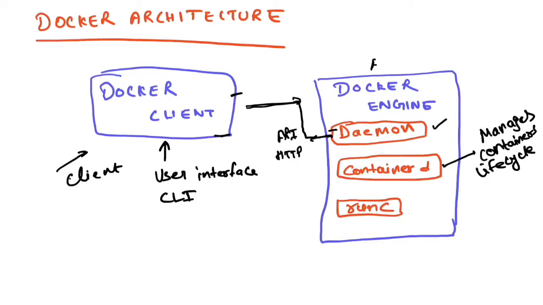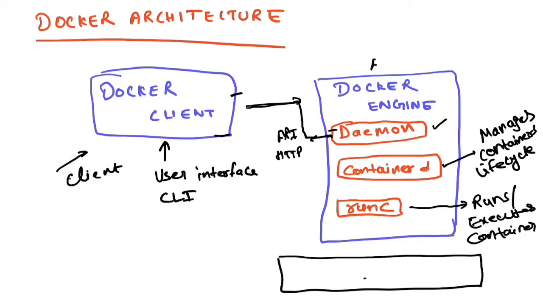So you can think of it as a kind of orchestration engine which manages the containers, whatever you are creating. You're giving the instructions to create through Docker client, right? And the last part is runc. This is the core engine which actually runs your container. It actually runs or executes your container, and this is the main engine which talks to your underlying operating system kernel.